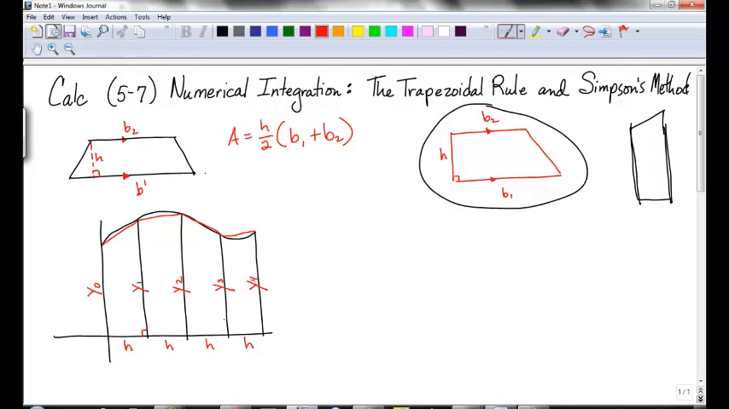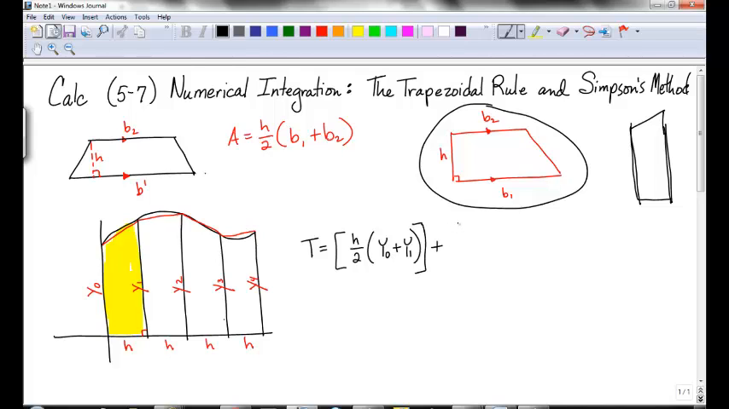Now if I find the area, I'm going to use T for the trapezoidal rule, and the area of each trapezoid. If I look at this first trapezoid, it's h over 2 times the sum of the bases, and my bases are y sub 0 and y sub 1. Put that in parentheses and then bracket.